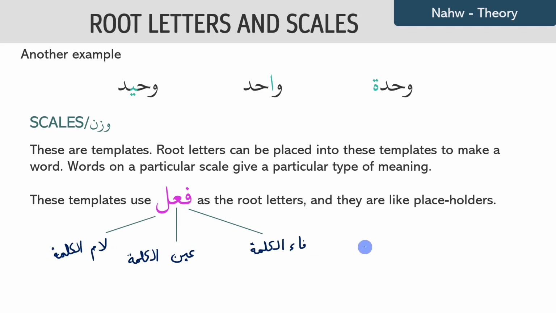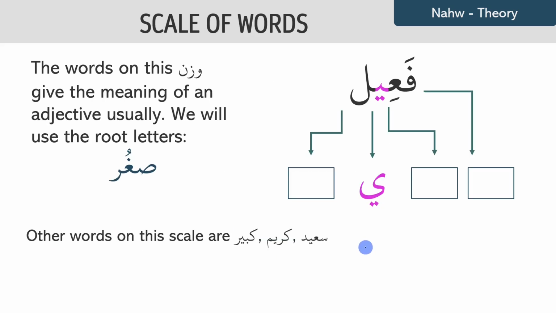And here's how the scales work with an example. So we have the scale fa'ilun, and words on this scale usually give the meaning of an adjective, and we're going to use the root letters sad, ghain and ra, saghura, which is the verb to be small. So sad is going to be your fa kalima, your ghain is going to be the ain kalima because this is the second root letter, and your ra is going to be labeled as the lam kalima.